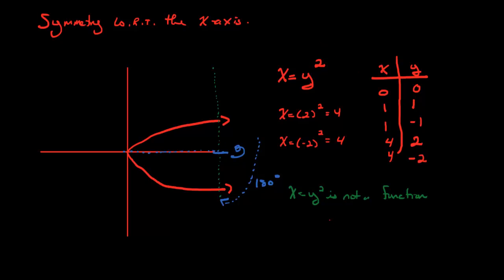So x equals y squared has symmetry with respect to the x-axis. That's the second type of symmetry we expect to see in our graphs.